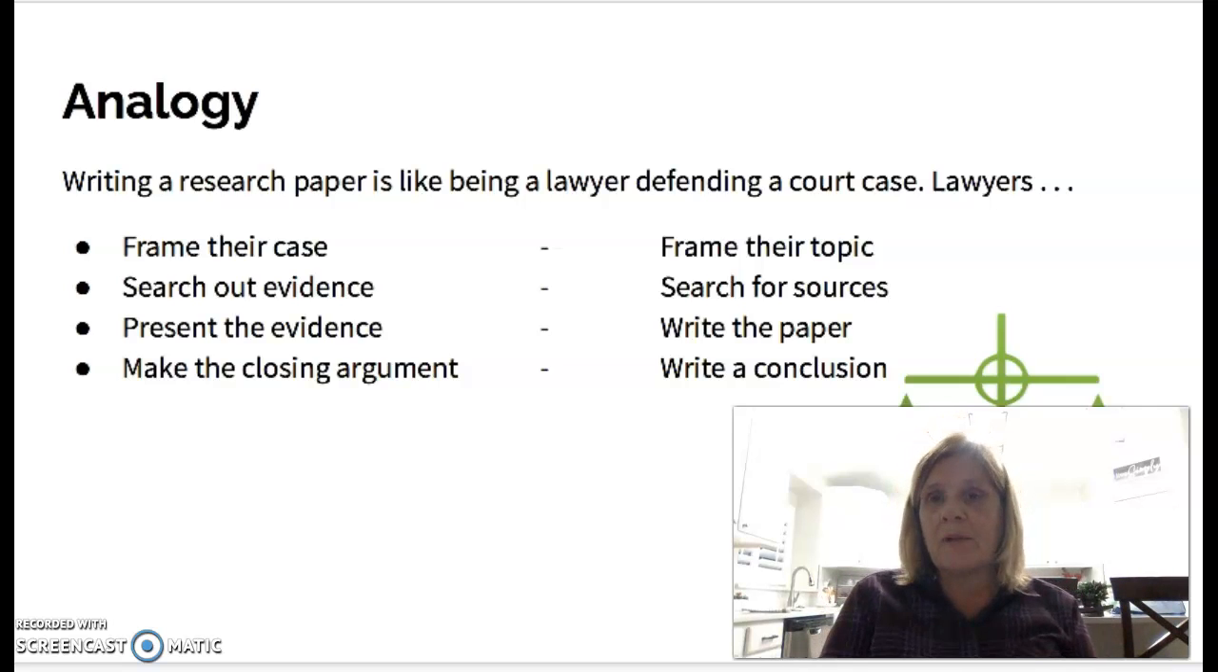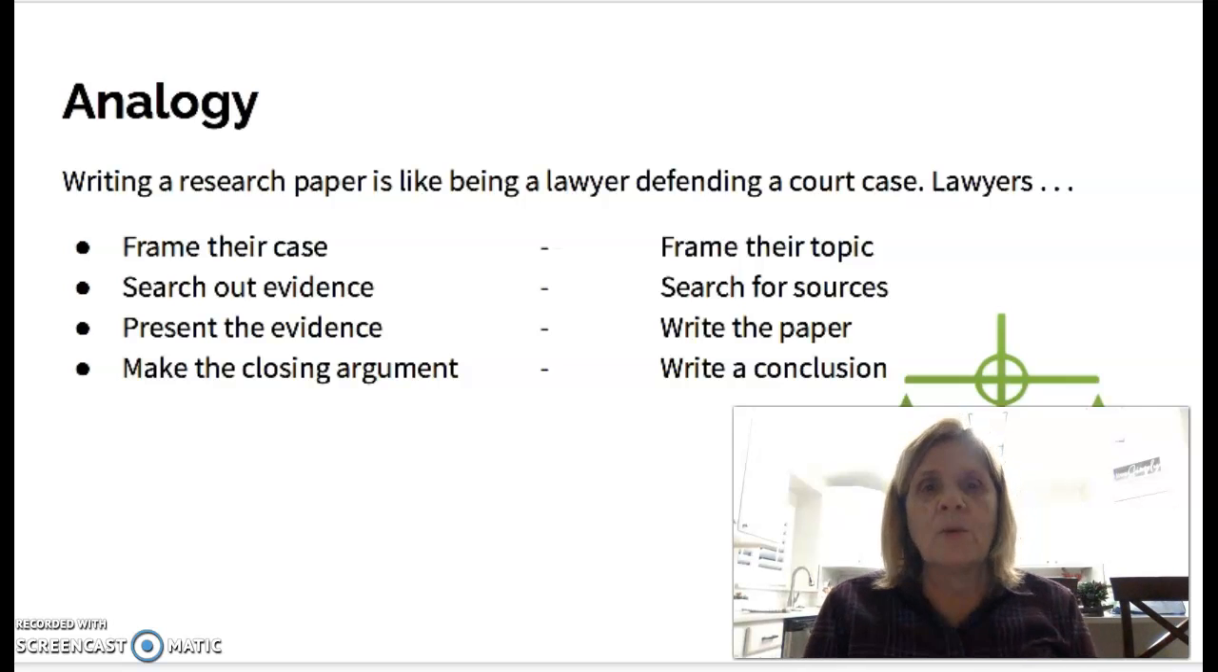The first thing I want you to think of is attorneys. If you look at the bullets, an attorney's responsibility is to frame a case, search out evidence, present the evidence to a jury, and make a closing argument. You do the same thing when you write a research paper.